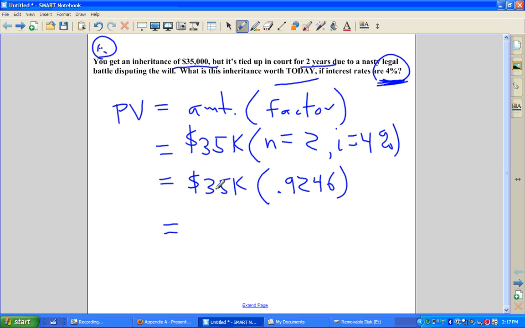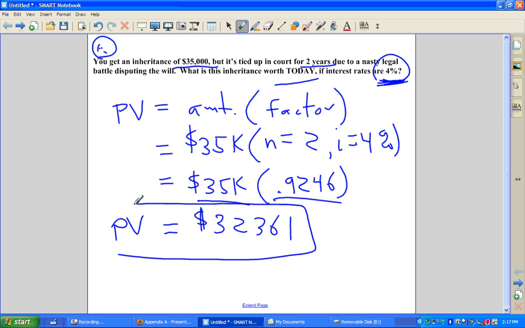Okay, when I do this one, it does come out to be, I think, 32,361, which is one of the answers on your worksheet. Okay, just the dollar amount times the factor, that's what you get. So what this means is the present value right now of getting $35,000 2 years from now, if rates are 4%, this is 32,361.